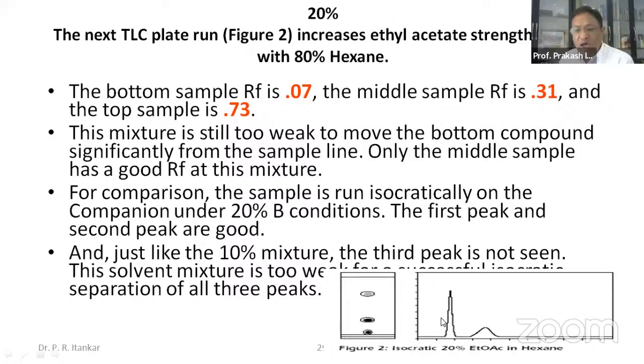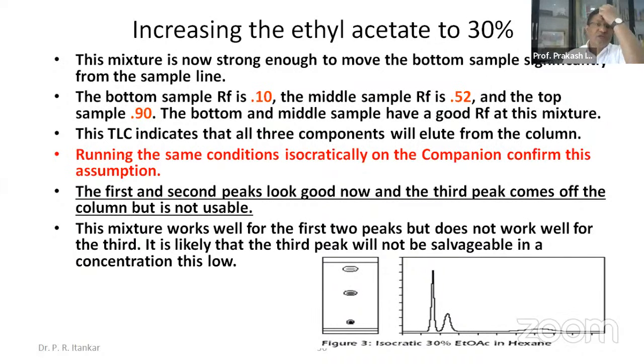We can now have two constituents identified in a single process. But still, this third peak is eluding. The detector has not sensed it, and therefore again we have to optimize our solvent system for its separation. What has been done is that we again increased the concentration of ethyl acetate, and we have seen that 30% ethyl acetate has helped us a little bit.